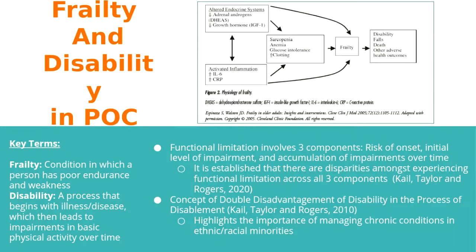Similarly, there's a multiplicative risk where each chronic condition that they have hastens the onset and the initial levels of impairment of function. As nurses, it's important for us to be aware of this because it highlights the increased risk of hastening the process of disability for ethnic and racial minorities in the presence of chronic conditions, which a lot of times are exacerbated by frailty and after a surgery.